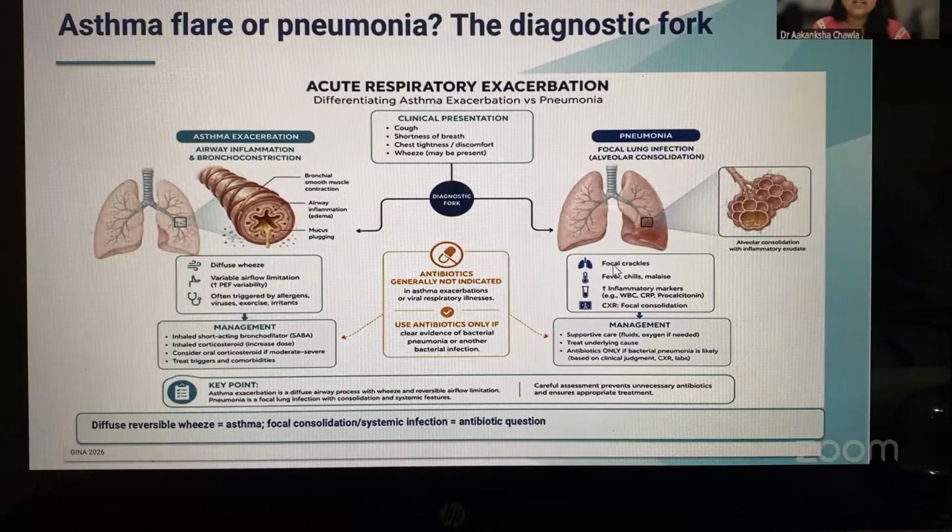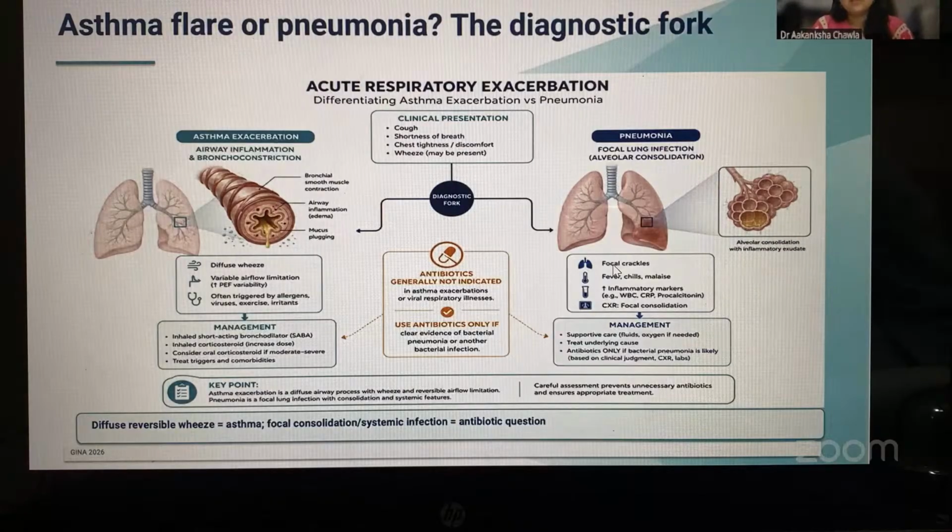It would be inhaled short-acting beta-2 agonists, inhaled corticosteroids, and you may consider oral corticosteroids if the patient has a moderate or moderate severe disease. And you must treat the triggers and the comorbidities. The clinical presentation would be cough, increased shortness of breath, chest tightness, and even wheezing.